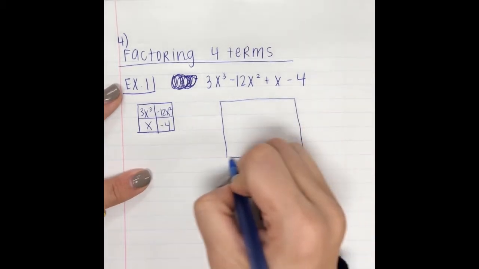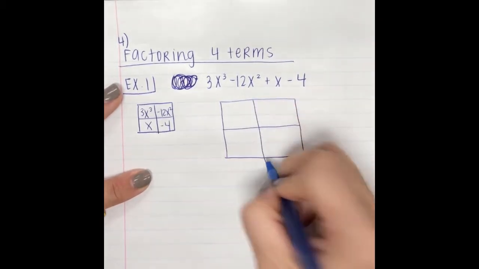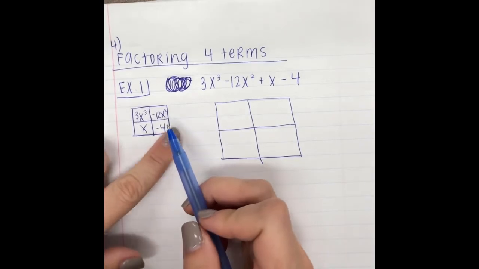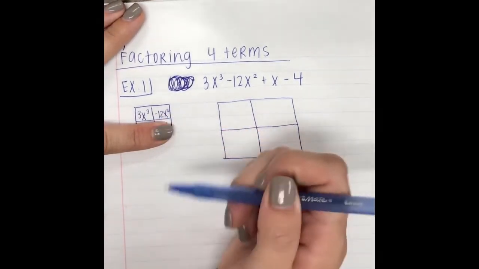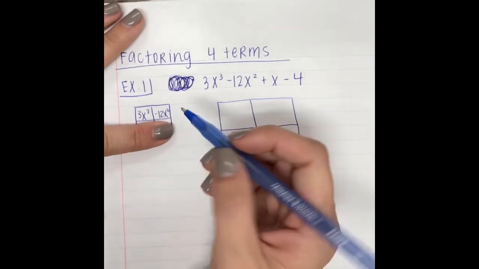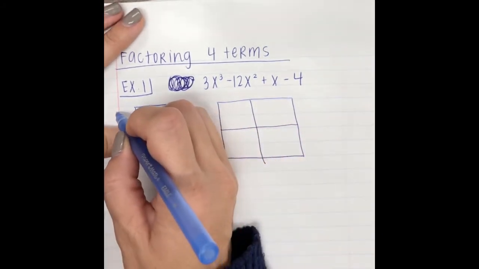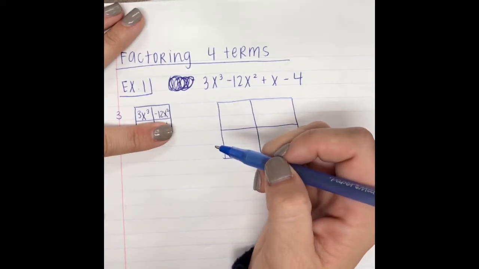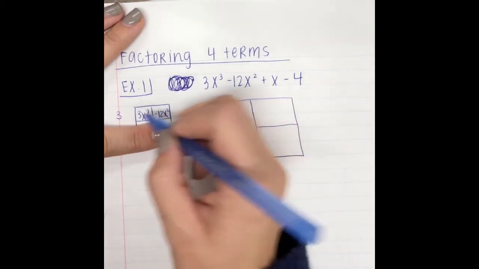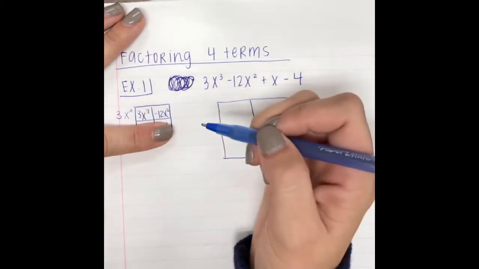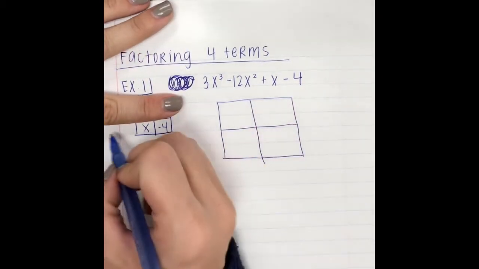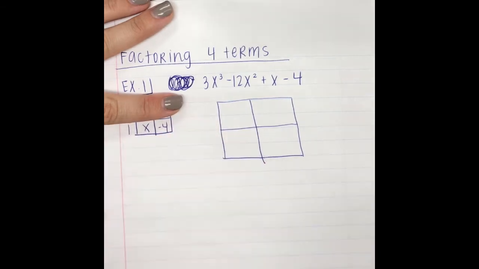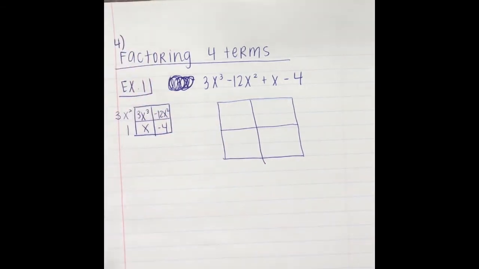If you've gotten the hang of this, you can just look at each row and each column and see, okay, well, 3 and negative 12, their GCF, the largest number they're both divisible by, is 3. X cubed and x squared means they have an x squared in common. And you can do it that way, go ahead. You can look at x and negative 4 and say their GCF is a 1. Then you're good. There's your first factor, okay?